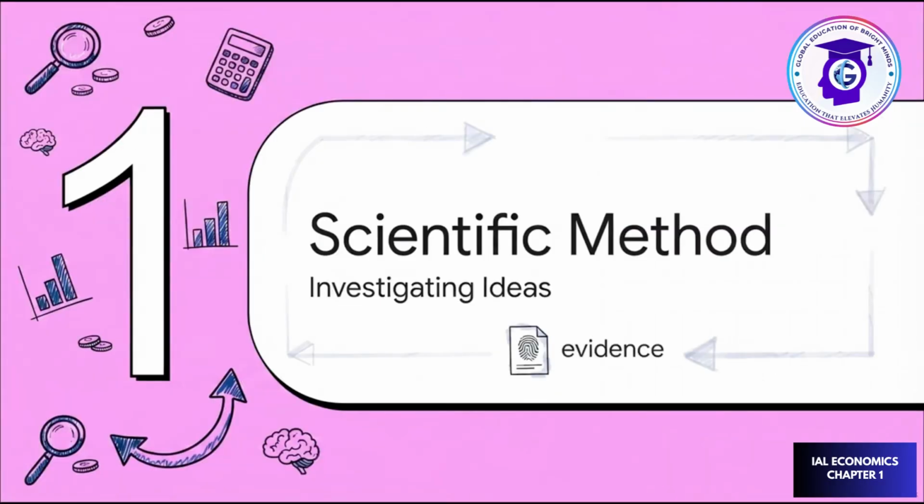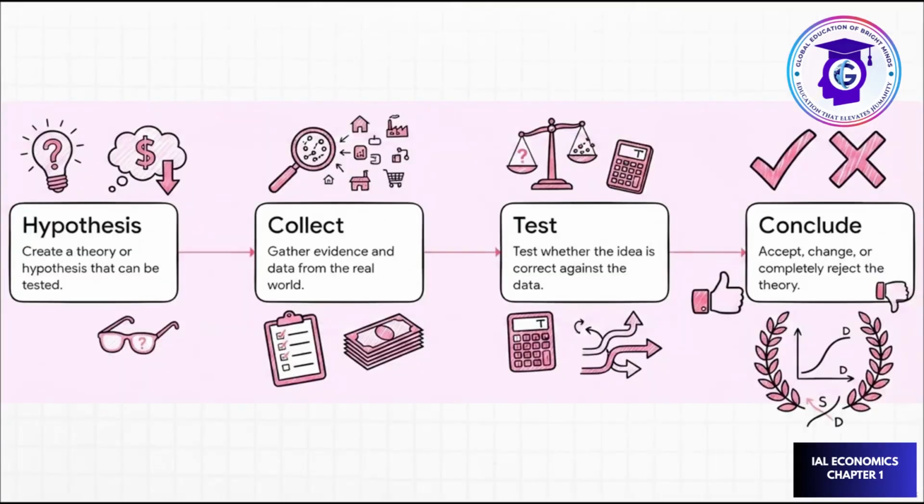Let's start right off with Section 1, the scientific method, investigating ideas with evidence. Think of the modern economist kind of like a scientific detective. We're constantly searching for patterns in how people, businesses, and governments make choices. And to do that, we need a systematic way to figure out what's actually happening out there in the economy. This scientific method is our main way of investigating ideas, and it follows 4 clear steps.